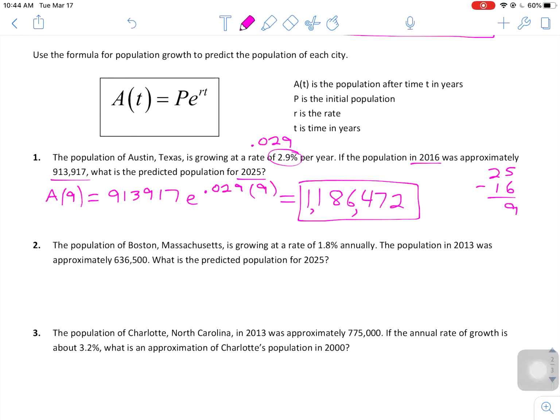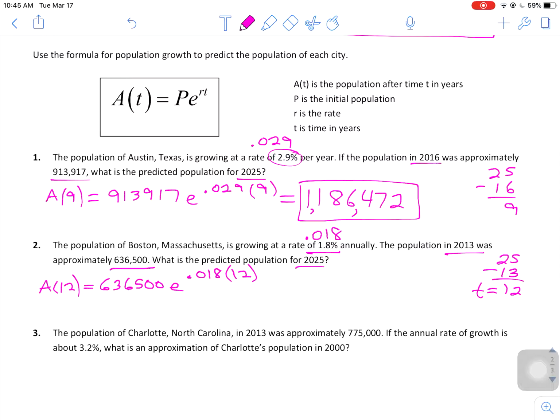For number 2, our rate is 1.8, so as a decimal, that's 0.018. The population in 2013 is approximately 636,500 people. We want to know what it'll be in 2025. So 25 minus 13 is 12, so T is going to be 12 for 12 years. So A of T equals our initial population times E to the rate written as a decimal, so 0.018, and T we decided was 12.